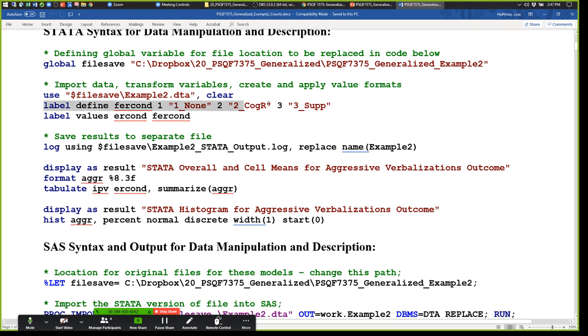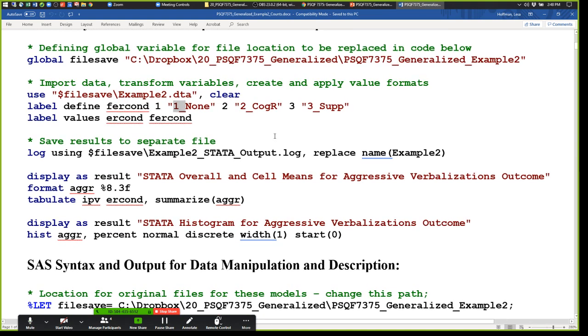So I have a variable called ER condition, where one is going to be none, two is cognitive reappraisal, three is suppression. And do you know why I am attaching the number inside my label? Remember, what did I tell you about this? I think I did, just to reiterate.